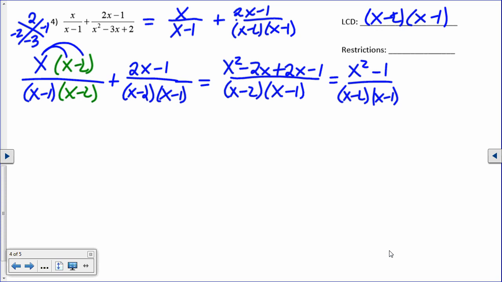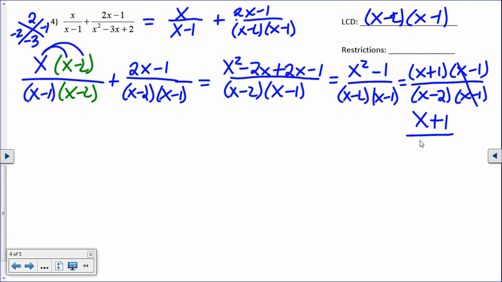Is there anything I can do from here? Can you factor this? Yeah, those are perfect squares, right? So I can turn this into x plus 1, x minus 1. And then what happens? These guys cancel. The final answer is just x plus 1 over x minus 2. Alright, so again, whenever you finish the addition or subtraction, that's great. You did the process perfectly. But you always have to make sure at the very end, once you get one fraction, you double check to see if there's anything you can factor and cross out.